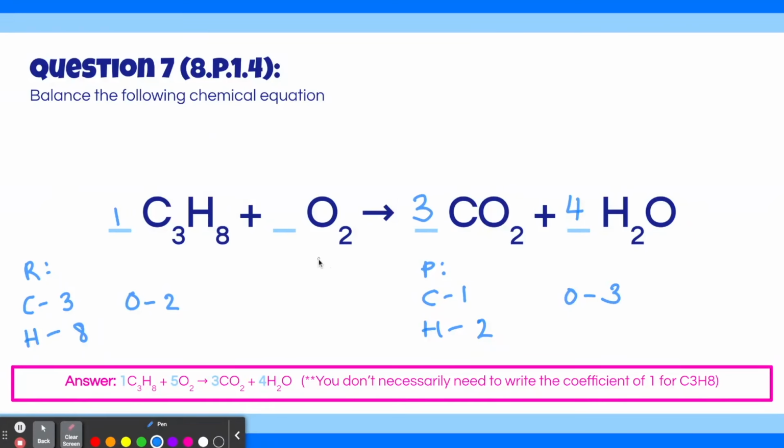The last element in this equation is oxygen. So there's already some coefficients for the oxygen over here. Here we have 6 oxygen atoms, and here we have 4 oxygen atoms. So that's a total of 10, whereas the reactants only have 2. So to fix that, we add a coefficient of 5 to the oxygen molecule. If we check now, we should get the same number of atoms of each element on both sides. We have 3 carbon on both sides, 8 hydrogen on both sides, and 10 oxygen on both sides.